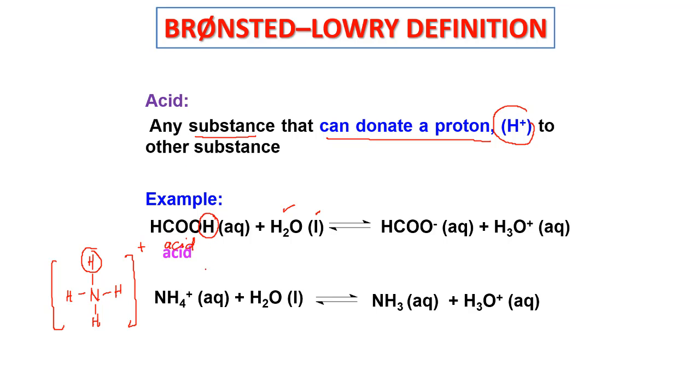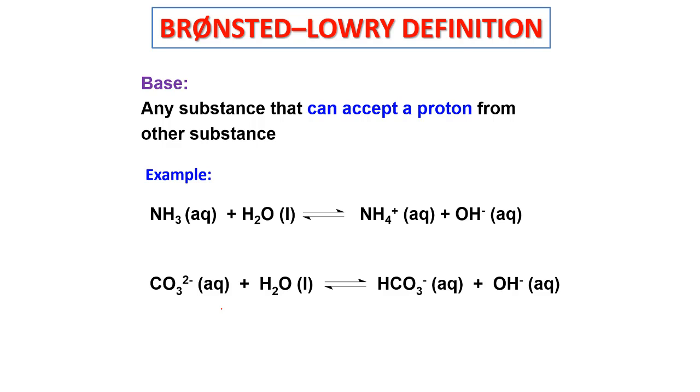Jadi, apa yang kita boleh nampak di sini, dia adalah align selari dengan definition Bronsted-Lowry. Substance that can donate a proton to other substance. Substance yang other substance tu water lah. Jadi, asalnya kat sini ada 4 proton, dia telah form satu compound yang ada 3 proton saja, berkurangan 1 proton. Jadi, according to Bronsted-Lowry definition, ammonium ion adalah acid. Bronsted-Lowry acid. Alright? Okay.